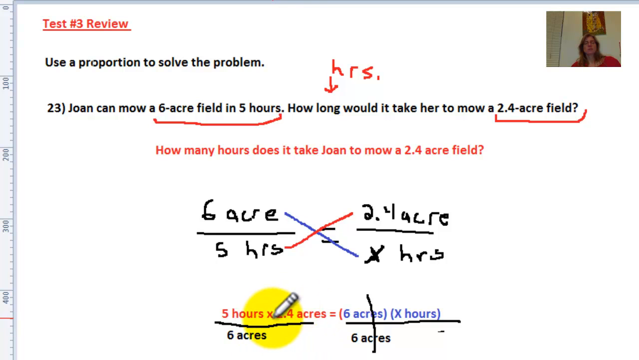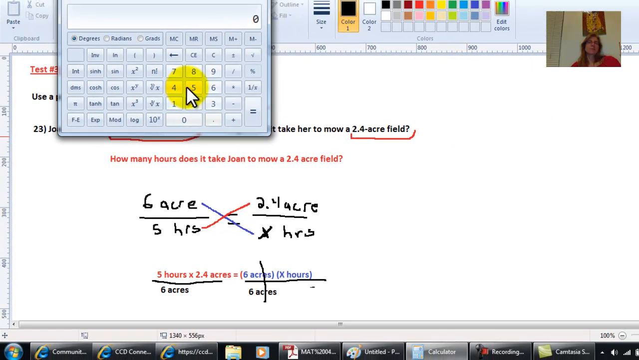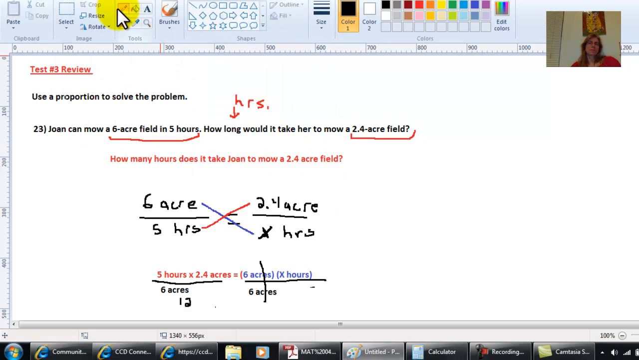So all we have to do is complete this math. 5 times 2.4, and you will be able to use a calculator on the test. So that's 12. So now we have 12 over the 6. By the way, these acres will cancel out. Acre over acre is just equal to 1, and that cancels itself. So 12 over 6, well, we know what that is. That's 2. My answer is 2 hours.